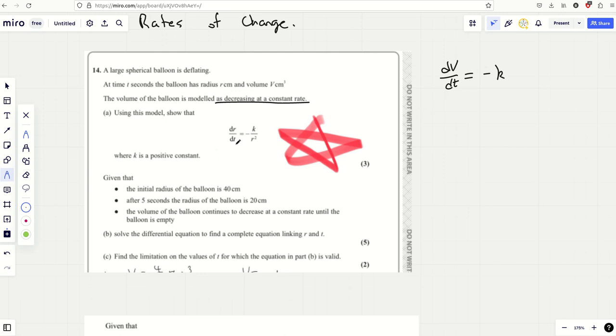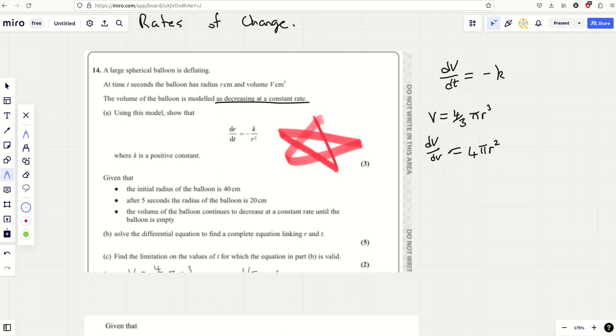And now we want to come up with dr/dt from dV/dt. Now these are chain rule problems. What you've got to do is know the volume of a sphere, because it's a large spherical balloon, so V equals 4/3 pi r cubed. And you're going to have to differentiate that and find dV/dr. The 3 will come down and make it 4 pi r squared. It differentiates to the surface area of a sphere, which is interesting, and there are very good reasons for that. But anyway, not to worry about that.